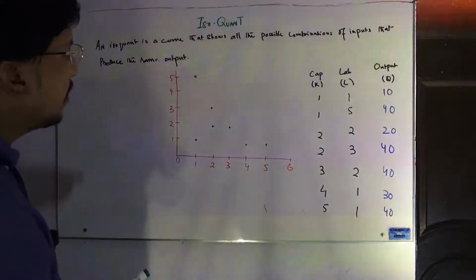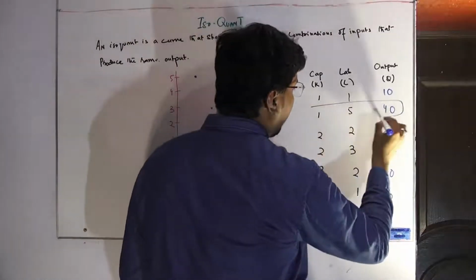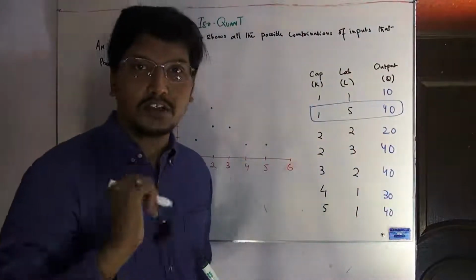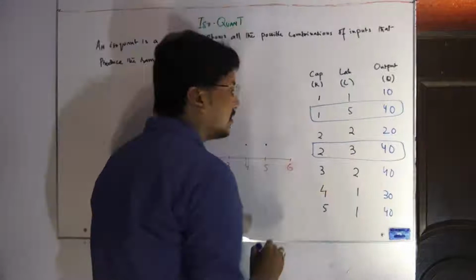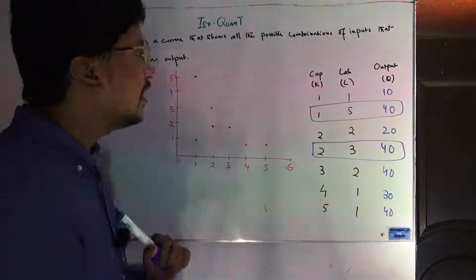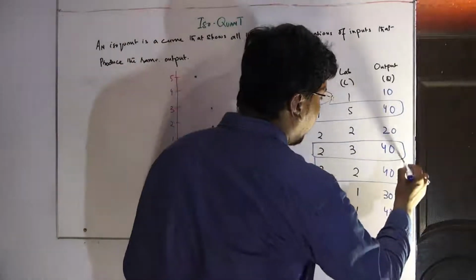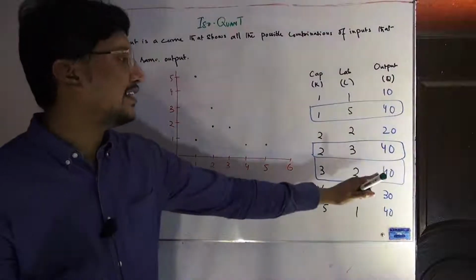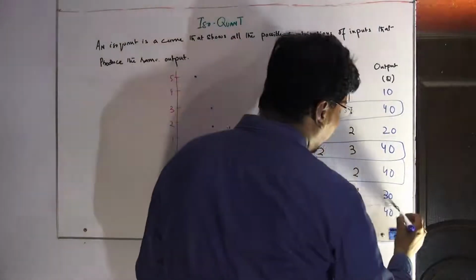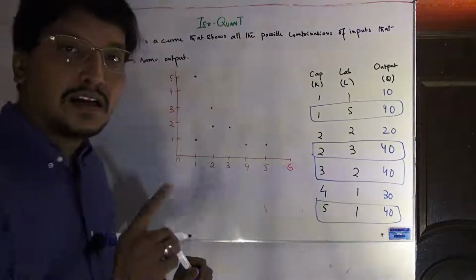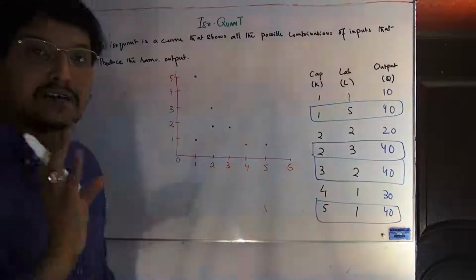If they are using 1 unit of capital and 5 units of labor, they are producing 40 output. Similarly, if they increase the capital but reduce the labor, they again get the same level of output of 40. And the other one, if they increase more capital but must reduce the labor, again they get the output of 40. Then they increased a significant amount of capital, so they must reduce the labor to 1 labor, and then they get 40. So these combinations are giving the same output.